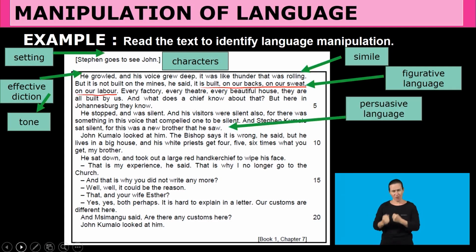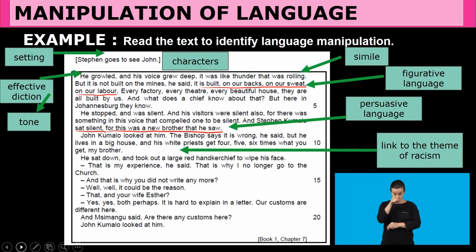We're moving on to our persuasive language. "For this was a new brother that he saw." He sat silent, for this was a new brother he saw, which means something's different about him, something changed. Remember, these are nuances which you need to pick up as you go through the text that is given to you. Remember, you're manipulating the language that the novelist is giving you.